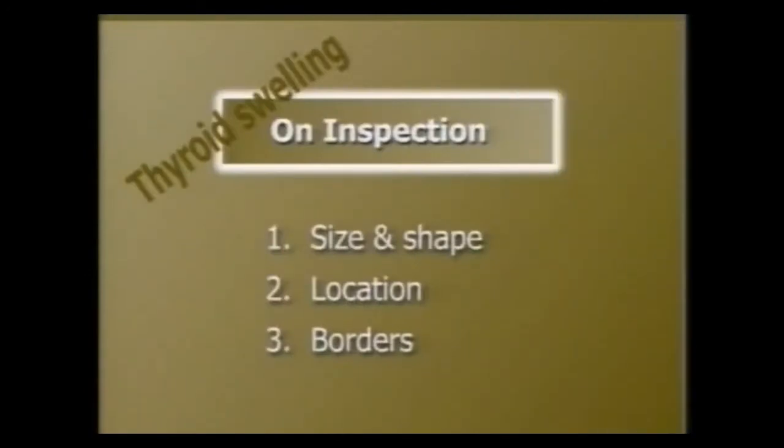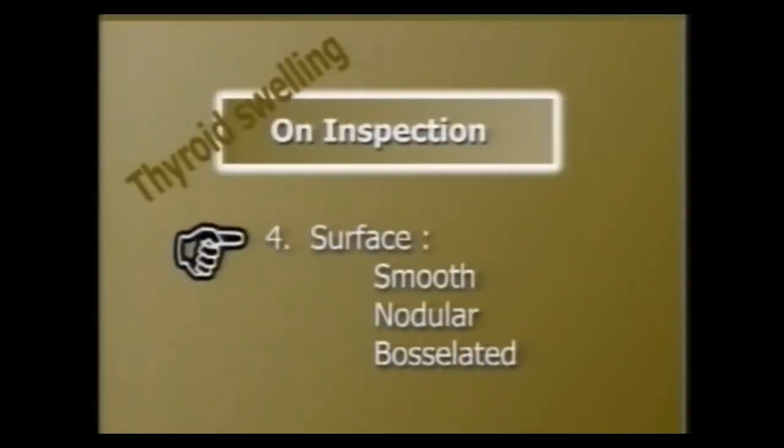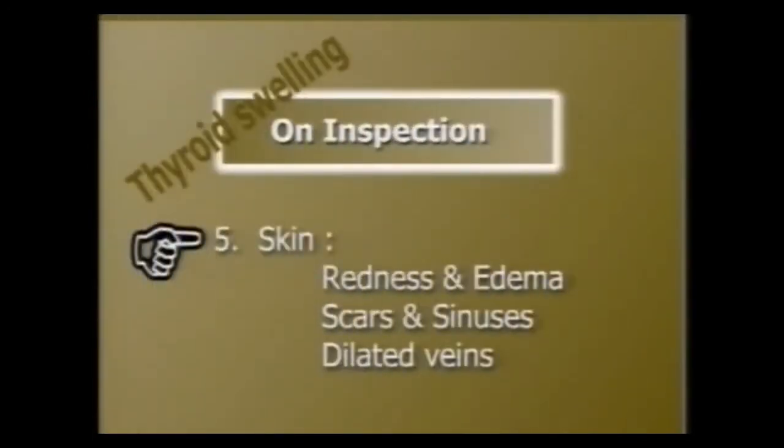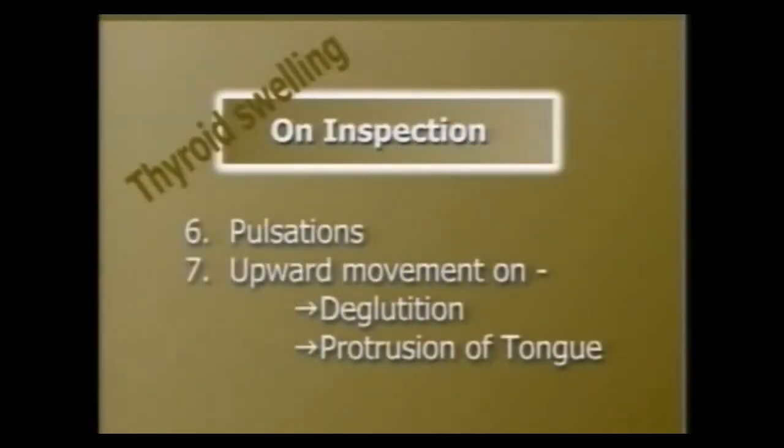To revise, on inspection, first note the size and shape of the swelling, its location, and its borders in relation to the sternomastoid and the suprasternal notch. Then inspect the surface, whether smooth, nodular, or bosselated. Then inspect the skin over the swelling for redness and edema, scars and sinuses, and dilated veins. Look for any visible pulsations in the swelling.